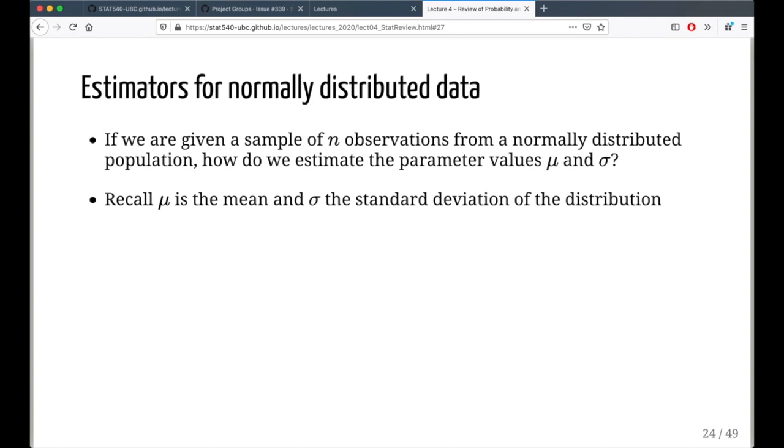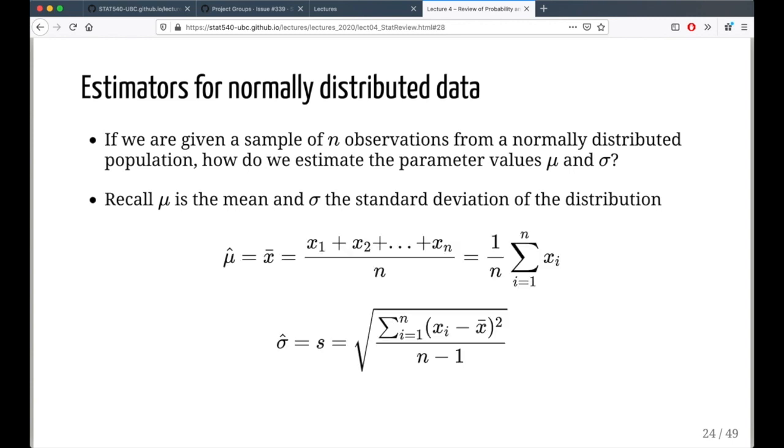So talking specifically about estimators for normally distributed data, let's say we have a sample of n observations and we're willing to assume that they come from a normally distributed population and that they're IID. How do we then estimate the parameter values for mu and sigma? Recall that mu is the mean and sigma is the standard deviation of the distribution. Using that knowledge, we can construct estimators to estimate these parameters from our sample of n observations.